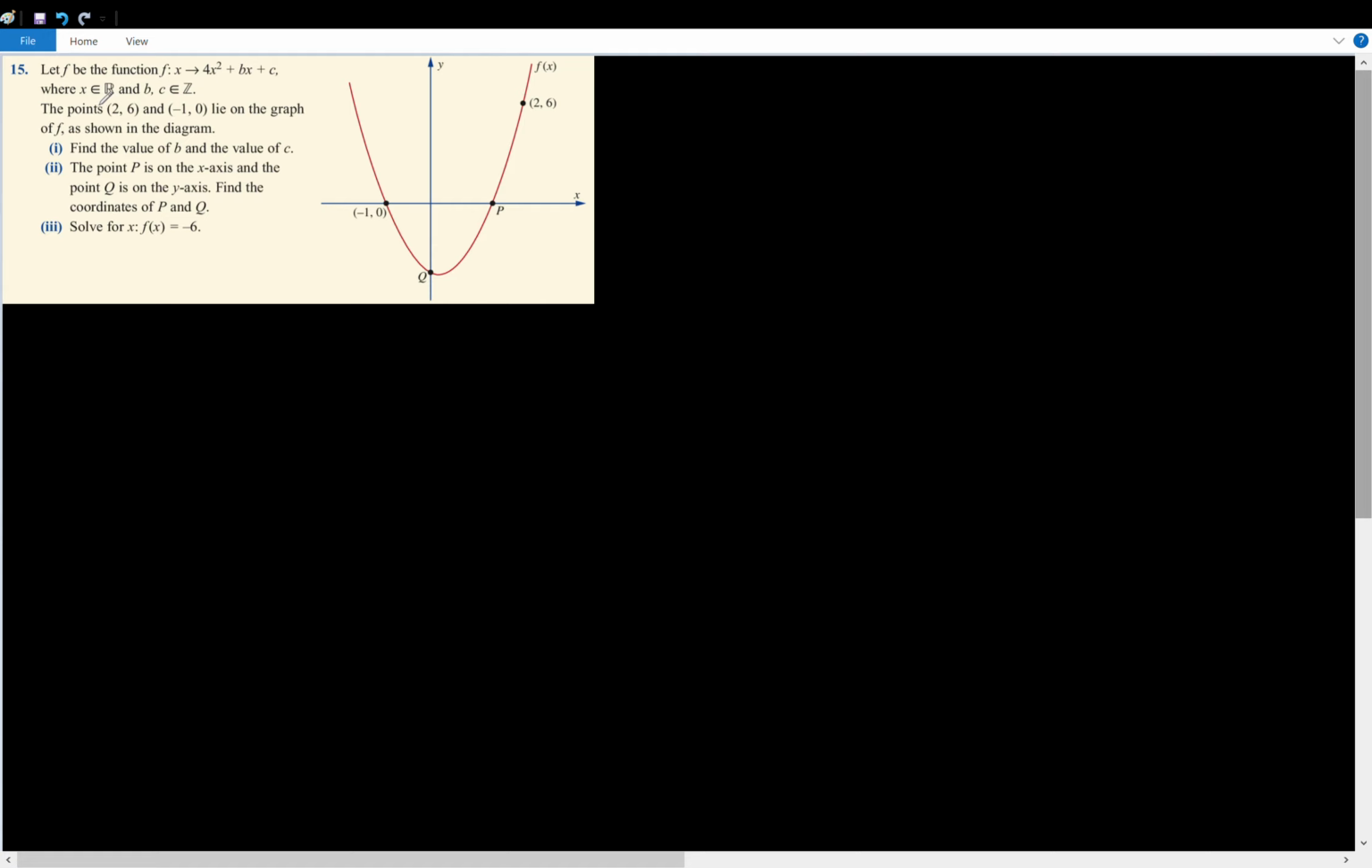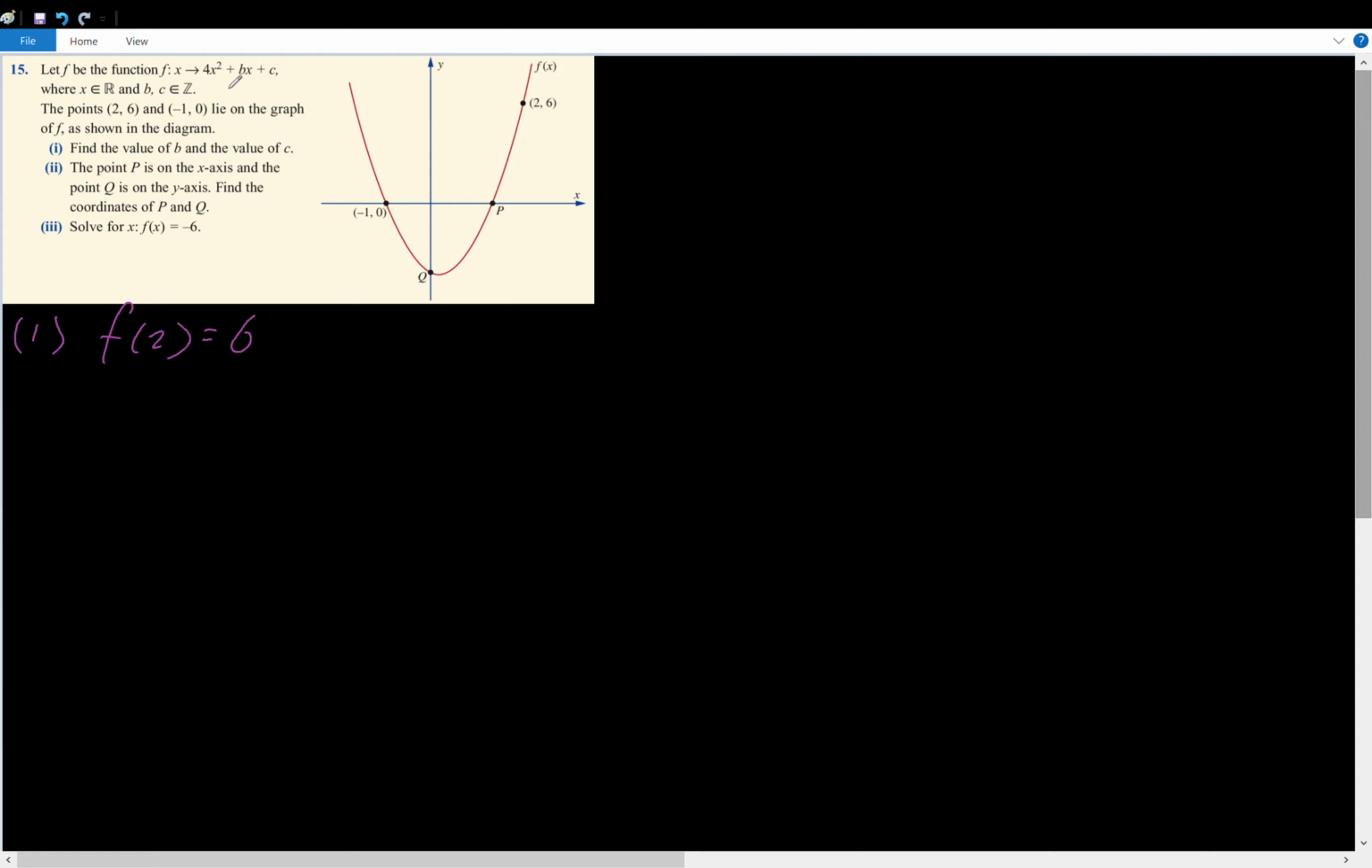We're then told that the points (2, 6) and (-1, 0) are on the graph, which we can see marked out on the bottom left and top right. We've got to find the value of b and c. So we'll start with the point (2, 6). If the point (2, 6) is on the graph, that means that f of 2 is equal to 6.